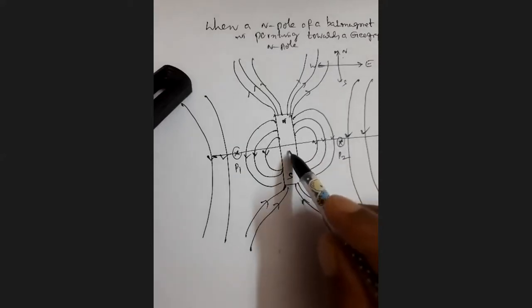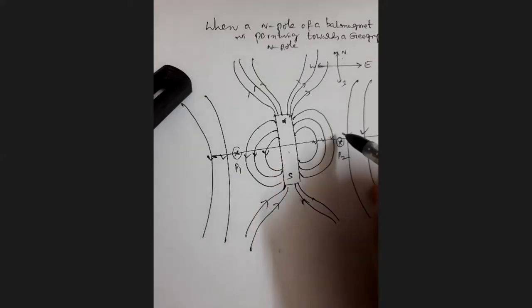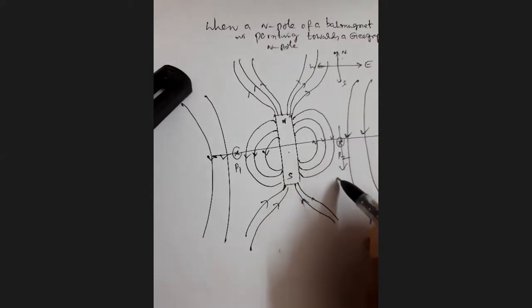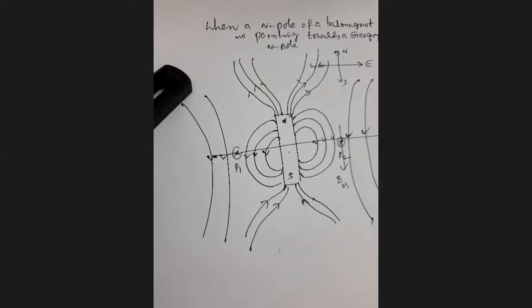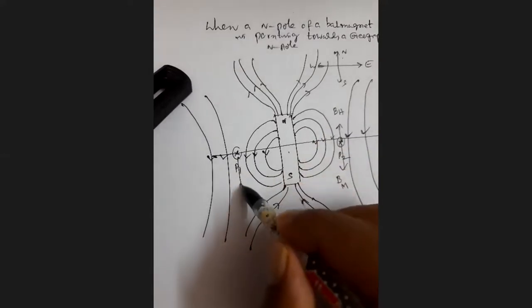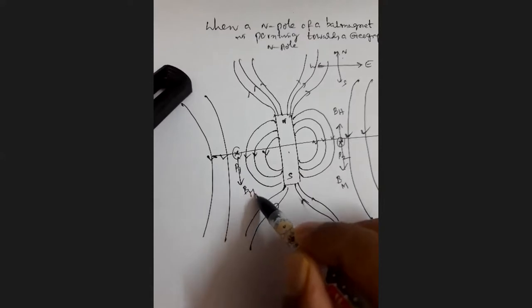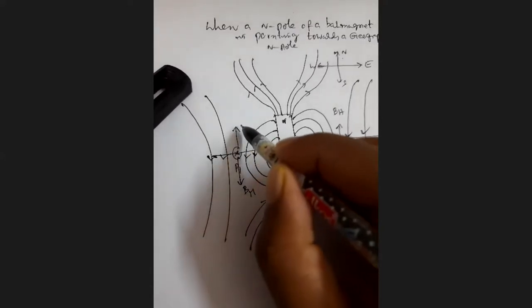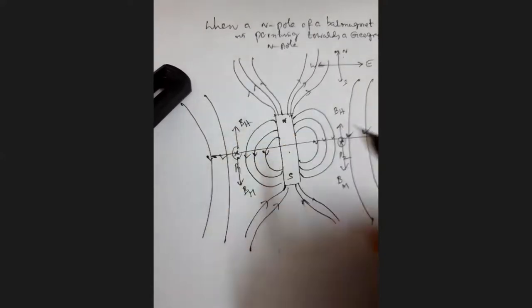due to the bar magnet, the field strength direction is always from north to south in this direction. This is the field due to the bar magnet. But the horizontal component of Earth's magnetic field is always geographical south to north, BH direction like this. This is the field due to the bar magnet. This is the field strength due to Earth's magnetic field.